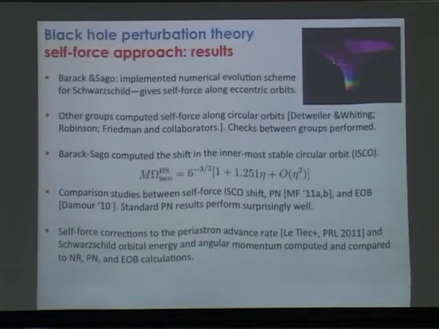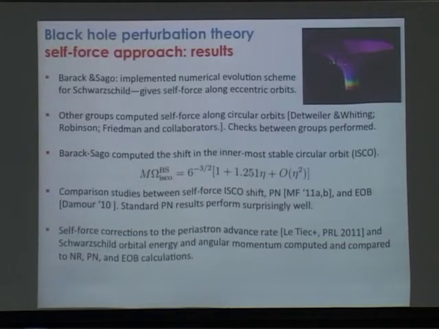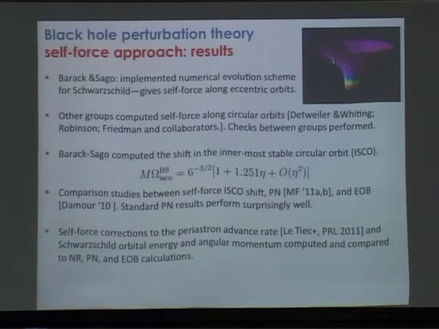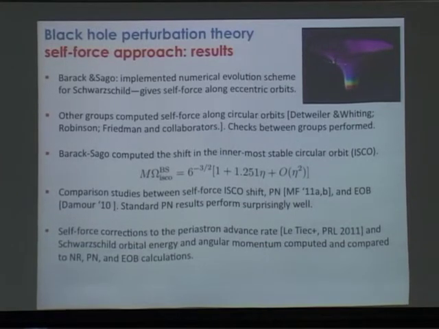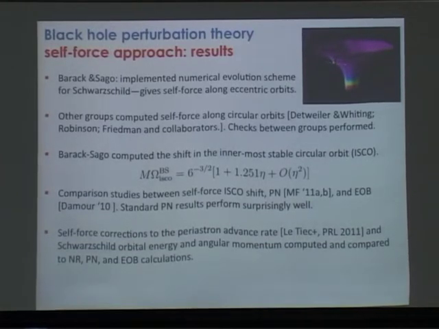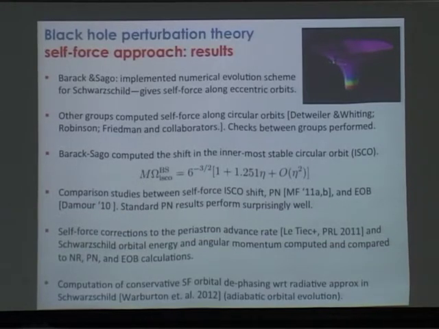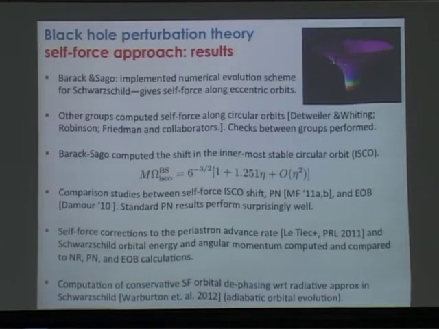People have also computed the corrections to the orbital energy and orbital angular momentum from the Schwarzschild values, which are known from MTW, say. They've computed the corrections due to the self-force, due to this dependence on the small mass, from those textbook expressions. And there have been various comparisons done between post-Newtonian, numerical relativity, and effective one-body approaches.